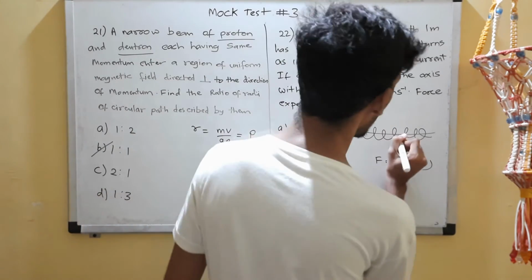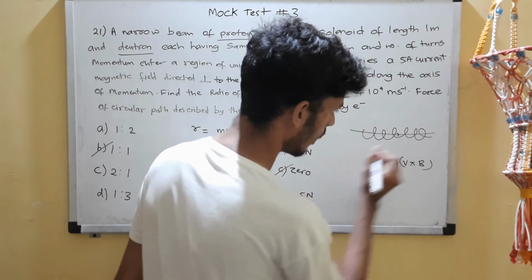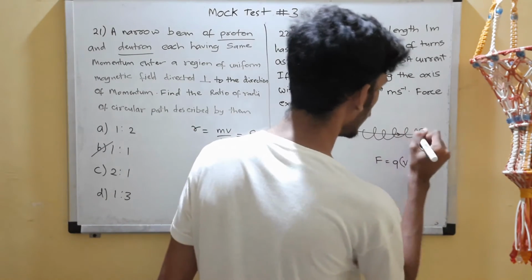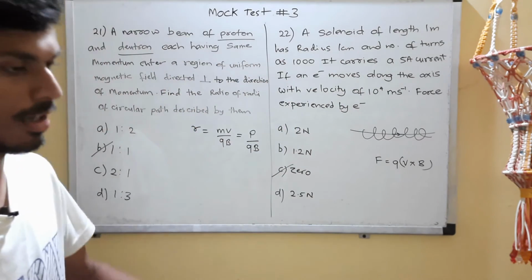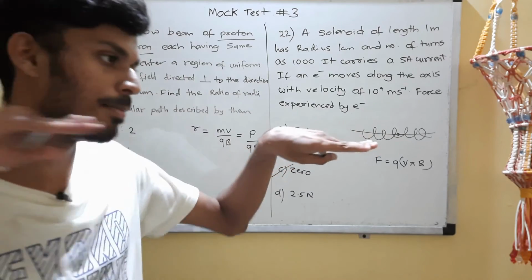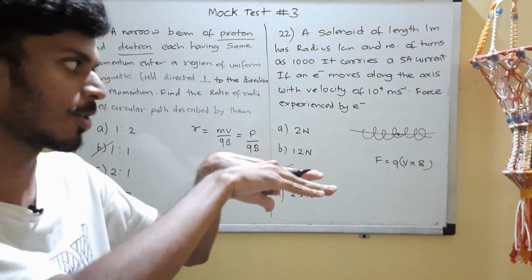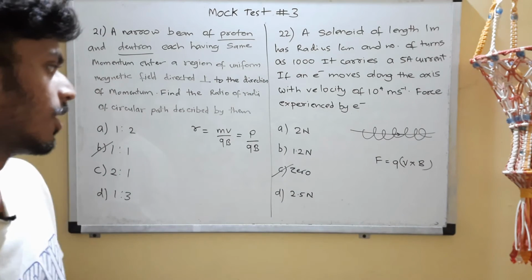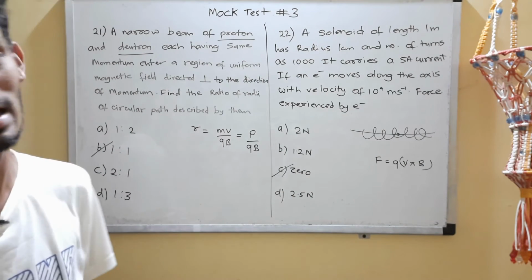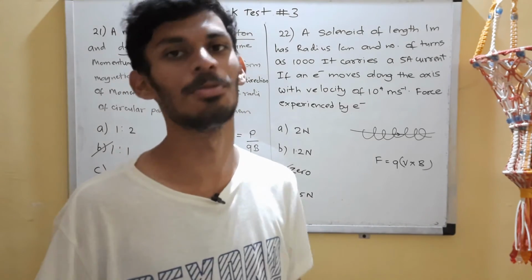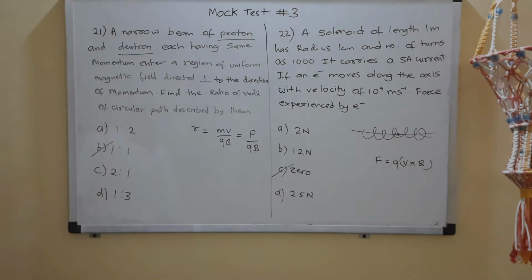Answer is 0. If you see, the velocity of the electron is along this direction, and the magnetic field inside the solenoid is along the axis. So v and B are in the same direction, so v cross B is 0: vB sin 0, and sin 0 is 0. So of course the force experienced is 0. You didn't have to run your pen on that. Okay, so let's move to the next question.